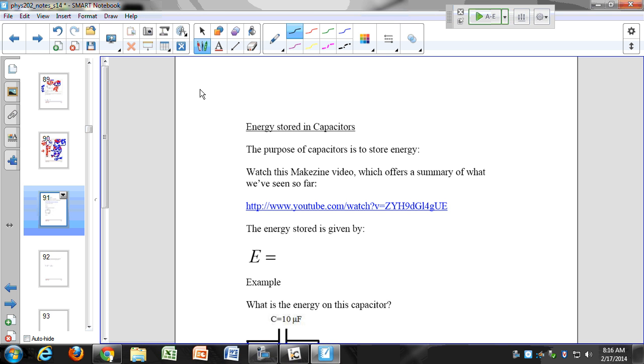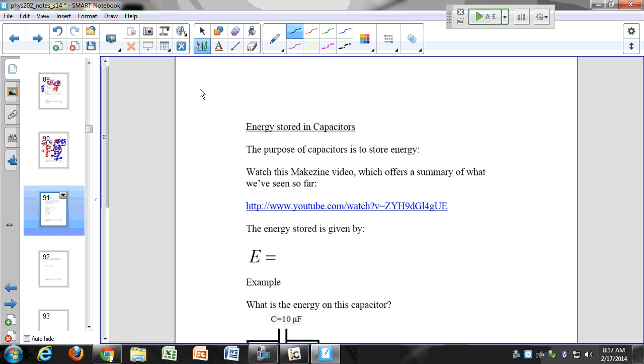If you remember in the magazine video when he hooked up the capacitor to the battery, charged the capacitor, then hooked up the LED to the capacitor, how did the light shine? Did it shine constant? All right, it brightened and then it gradually got dimmer.